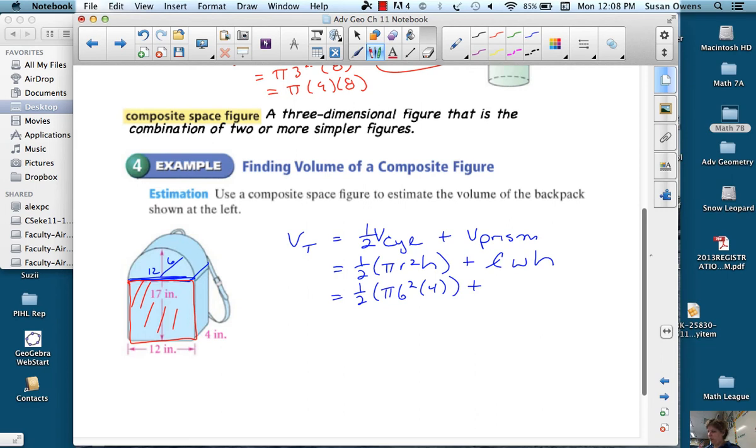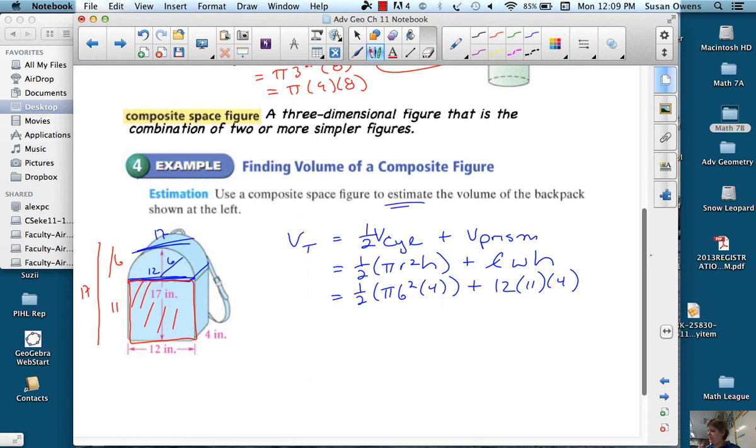The length is 12. Now the width, the whole thing up to the tippy top is 17, and that radius is 6, so this height right here is actually going to be 11, because the whole thing going up is 17, and then this radius part here is 6. Okay, so I'm going to get 12 times 11 and the height times 4.